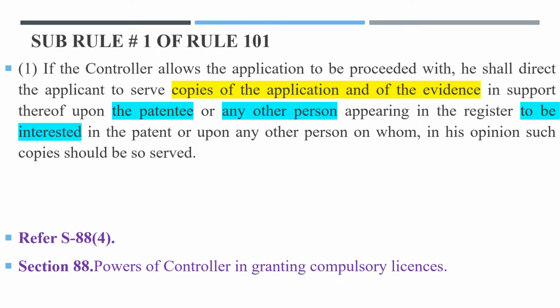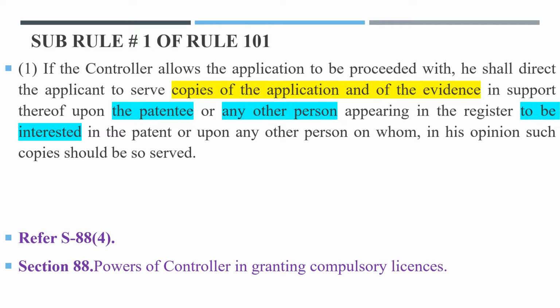So, subrule 1 of rule number 101 says, if the controller allows the application to be proceeded with, he shall direct the applicant to serve copies of the application and of the evidence in support thereof upon the patentee or any other person appearing in the register to be interested in the patent, or upon any other person on whom, in his opinion, such copies should be served. So the whole subrule is about serving of the copies. Fine. So here the relevant section number is section 88 and particularly subsection 4, where section 88 is powers of controller in granting compulsory licenses. Okay. So let us analyze the subrule.